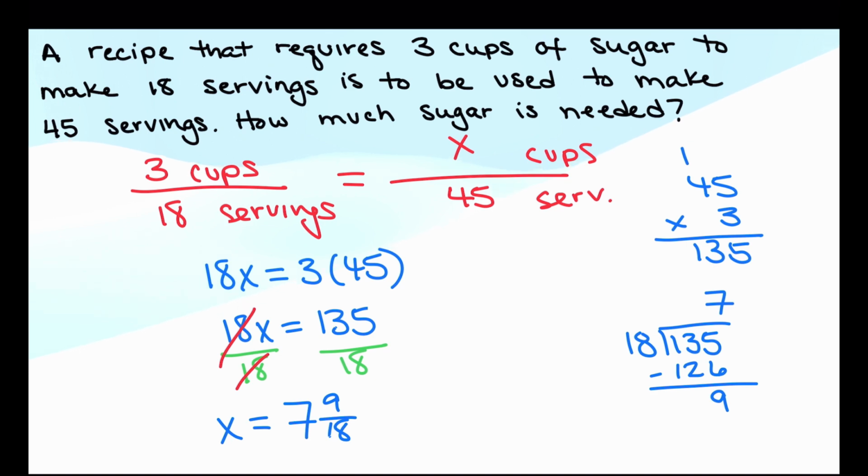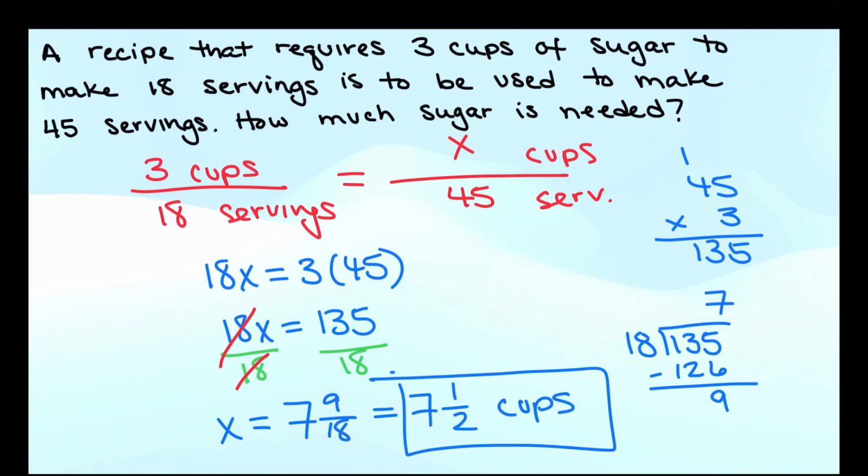So I think I'm going to write this as a fraction instead of a decimal. So we've got 7. 9 is the remainder. So 7 and 9 eighteenths. And 9 eighteenths reduces down to a half. And so my answer is 7.5 cups of sugar are needed.